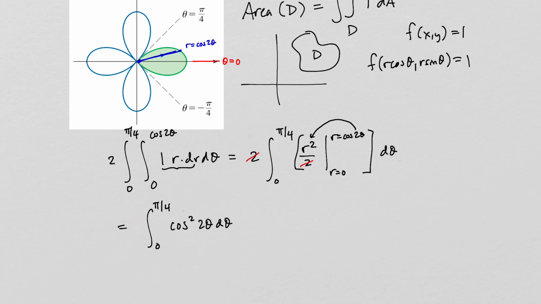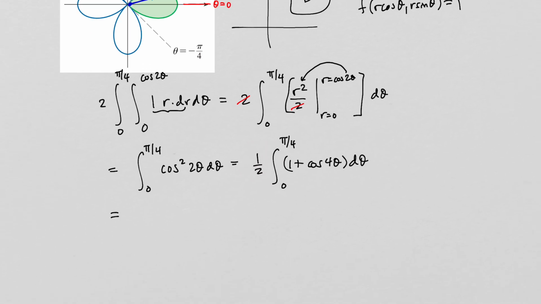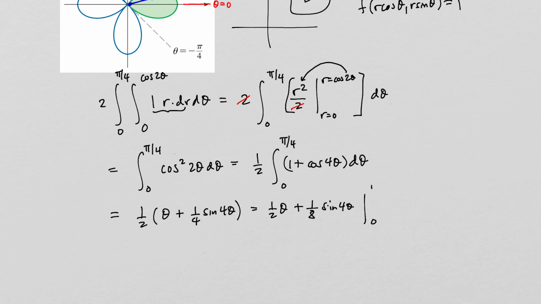And now we have to do this integral, which means we need to use a half-angle identity. The half-angle identity for cosine squared of 2 theta is 1 plus cosine of 4 theta divided by 2, and you can factor that out as a 1/2. And now we simply need to integrate. So this is 1/2 times theta plus 1/4 sine of 4 theta, or 1/2 theta plus 1/8 sine of 4 theta. And now we go from 0 to pi over 4.